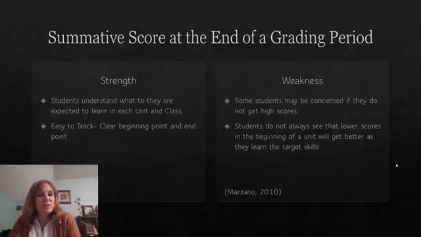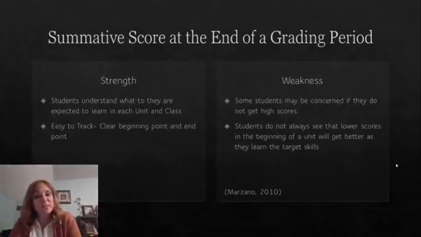Summative scores at the end of the grading period are just that: a summative score at the end of a unit or at the end of the semester. One of the strengths of that is students understand what they're expected to learn if those targets are posted at the end of each unit and at the end of each class. It's easy to track. There's a clear beginning point and ending point.